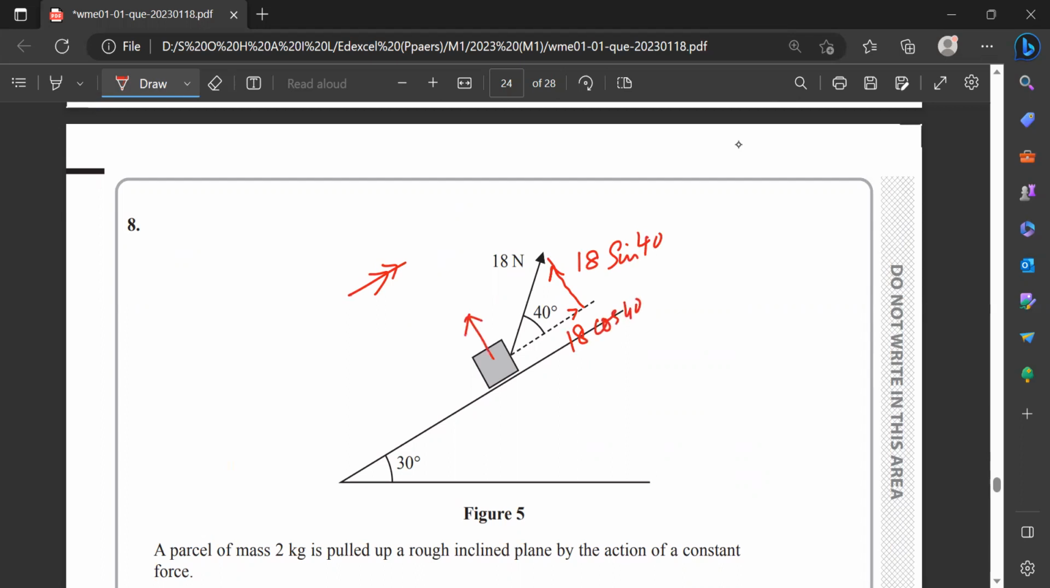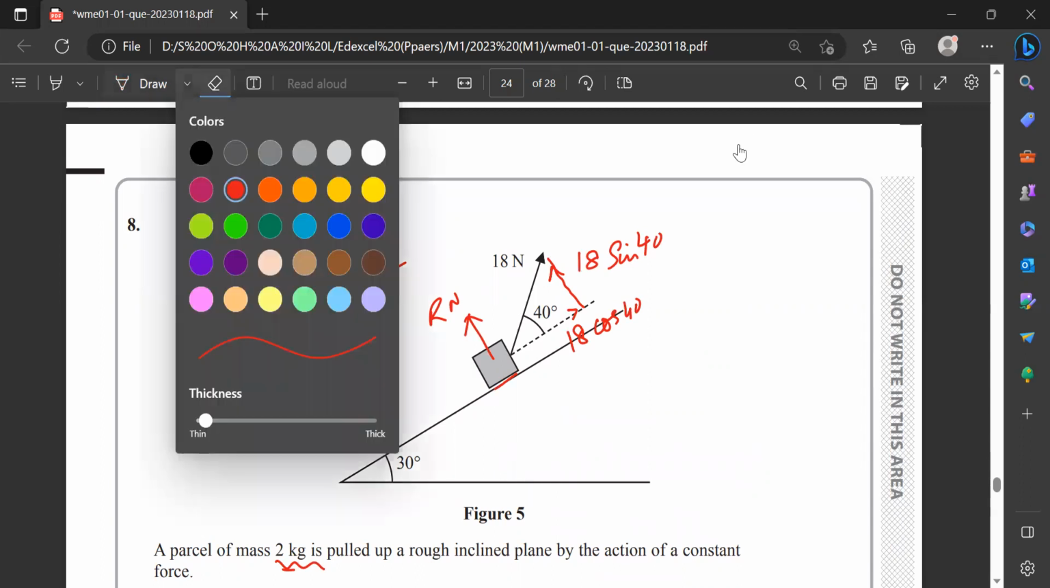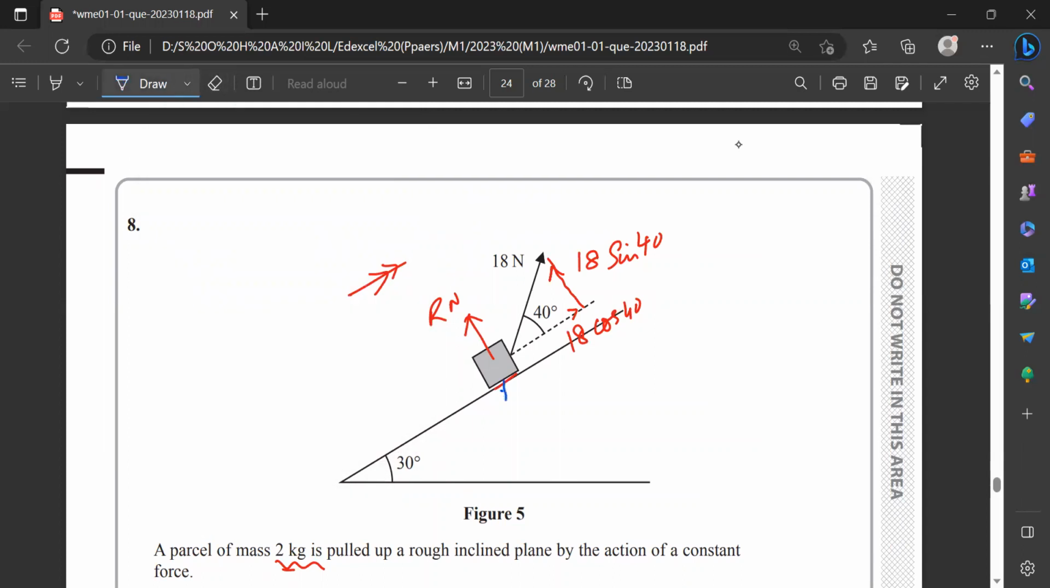There is a normal reaction which is perpendicular to the plane, so this is R, the normal reaction. The weight is given as 2g, since 2 kilogram was the mass. So 2g is the weight, vertically downward. I can mark it here vertically downwards, like this. This is 2g newtons, and you can resolve it further into components.